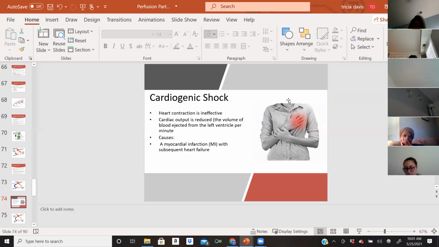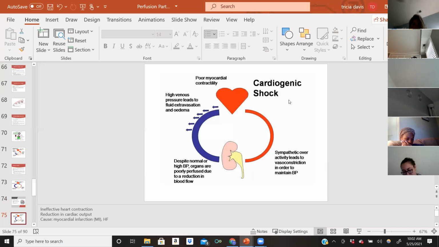So cardiogenic shock. So this is when the contraction of our heart is going to be ineffective. Our cardiac output is going to be reduced. So that volume of blood coming out of that left ventricle per minute, right, our ejection fraction is going to be reduced. What causes cardiogenic shock? A myocardial infarction, so a heart attack with subsequent heart failure. And this is the process of cardiogenic shock. You guys can read over that.